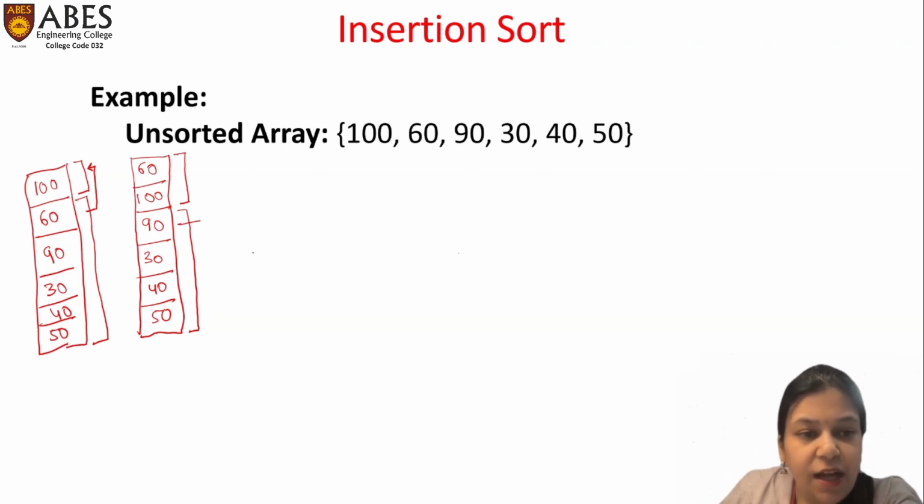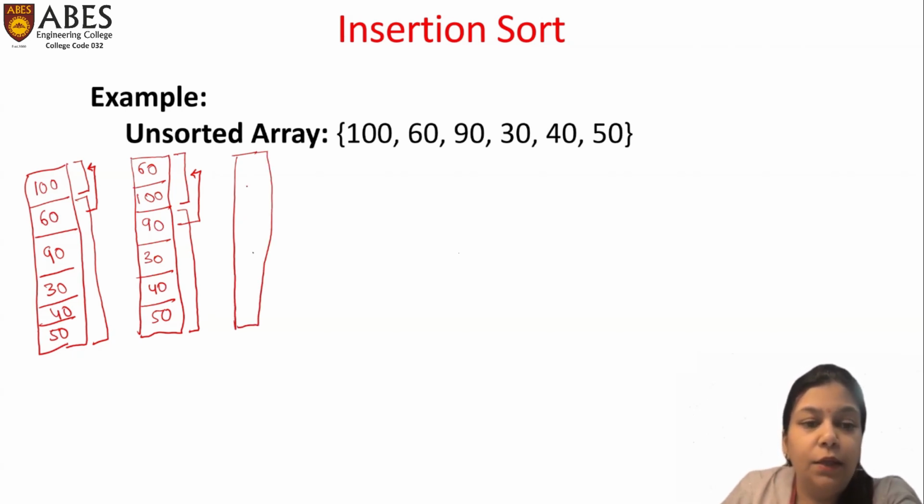In the next iteration, again, we have to take one element and place it at its appropriate position in the sorted part of the array. So after this iteration, the array will look like 60, 90, 100, 30, 40, and 50. The first three elements are now sorted and the rest are the part of unsorted array.